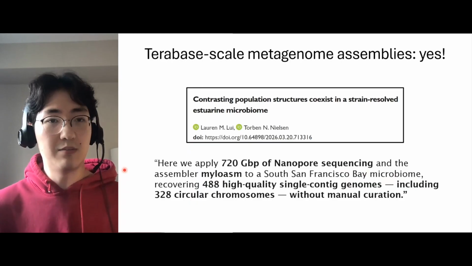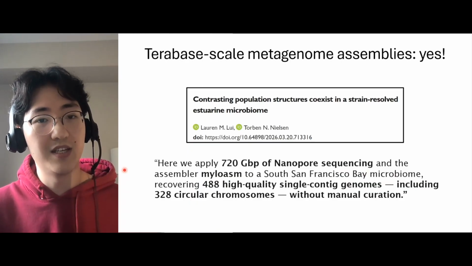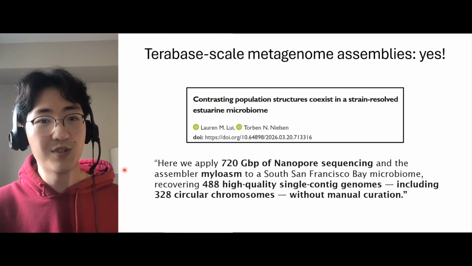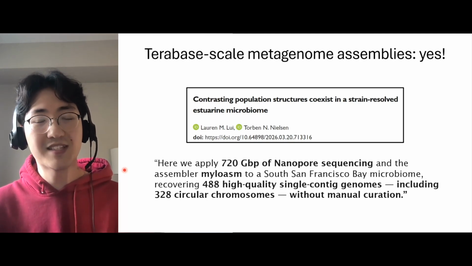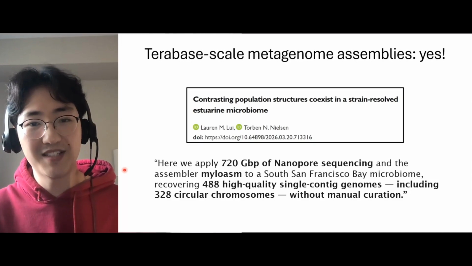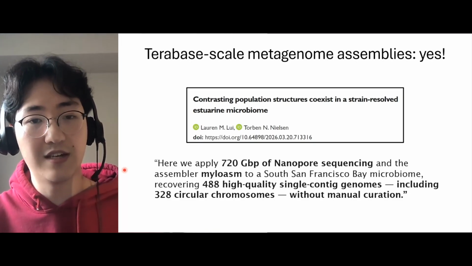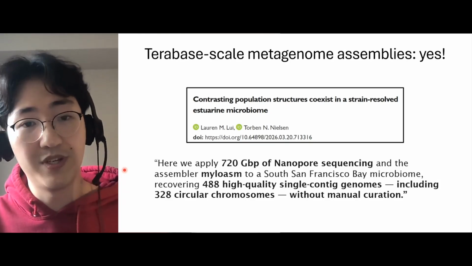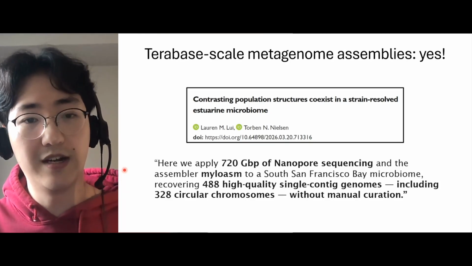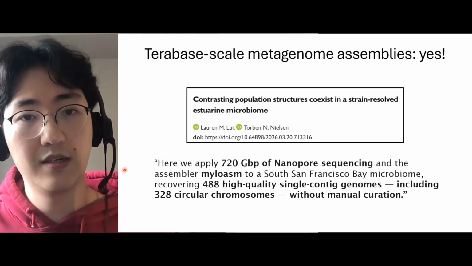And the last project I want to talk about is not actually our project. It's a recent paper released by Louis and Nielsen. And what they did was they applied Myloasm to a terabase scale metagenome assembly. They applied Myloasm to 720 gigabases of Nanopore sequencing, and they actually assembled a ton of circular high quality stuff. And they found that they assembled way more circular and high quality contigs with Myloasm compared to the previous method.